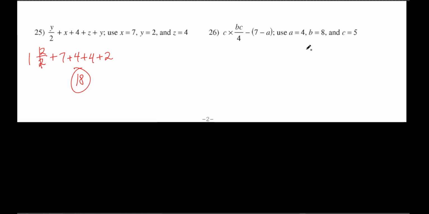This looks kind of messy, doesn't it? Let's see what happens here. So we got a C times all this stuff right here. So what's C in this number 26? It's 5. So I put a 5, okay, times, I'll put a dot instead of an X. And then B times C. So B is 8 times C is 5. And that's all over what? 4. Okay? So that part right there is this. Continue. Minus, parentheses, 7 minus A. 7 minus, what's A? It's 4.